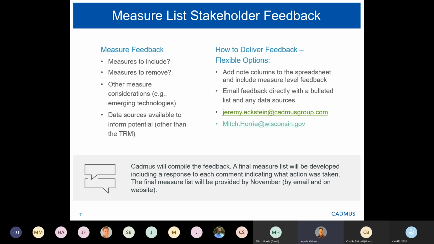We compile all the feedback from everyone, and we will indicate what action was taken for each of the measures that you have responded to or provided information on. Once we have done that, the final measure list will be provided by November. We'll email that out and post it on our website.